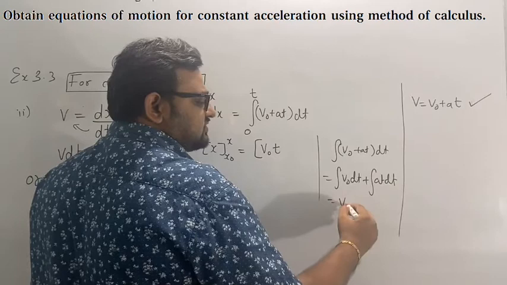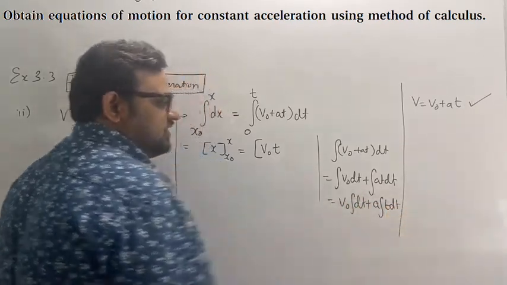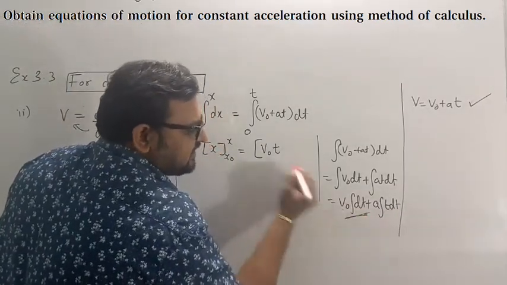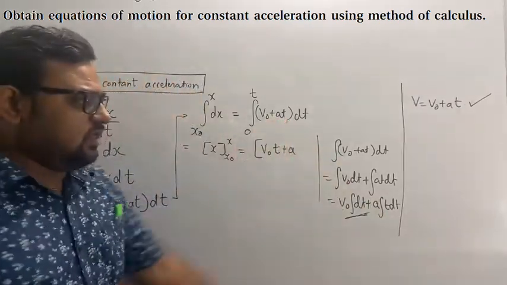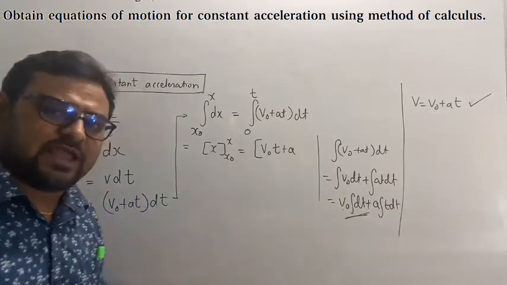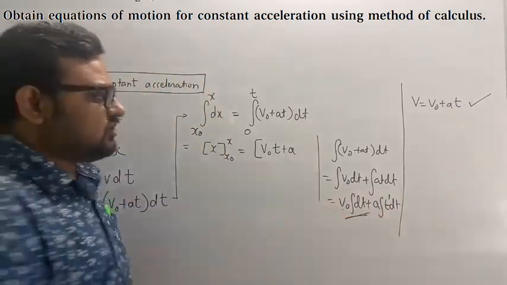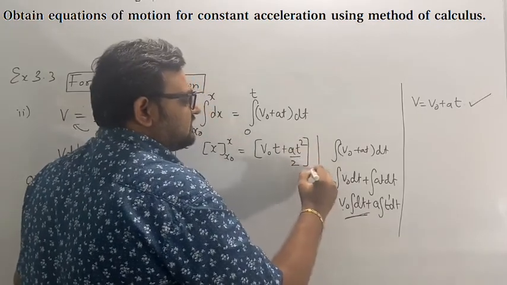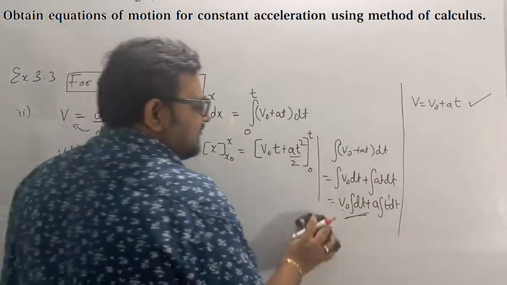V0 is constant, and the integration of dt is t. Plus a constant, integration of t dt. For the integration of x raised to n, it is x raised to n plus 1 upon n plus 1. Here the power is 1, and a is constant, so I have taken it out. So t raised to 1 plus 1, that is 2, upon 2, and the limit is 0 to t. Clear? So no need to solve this, you can write it down directly.